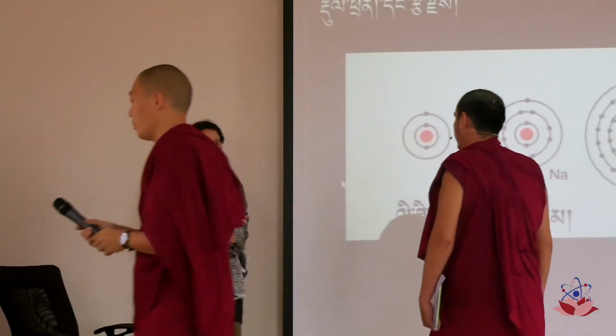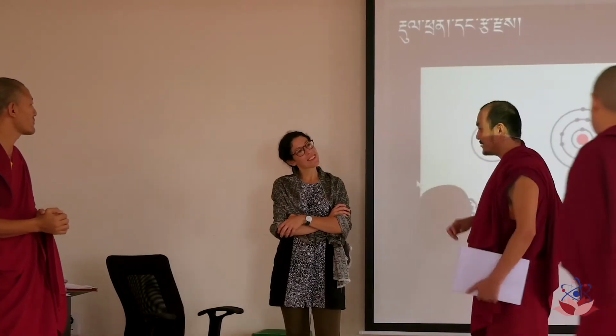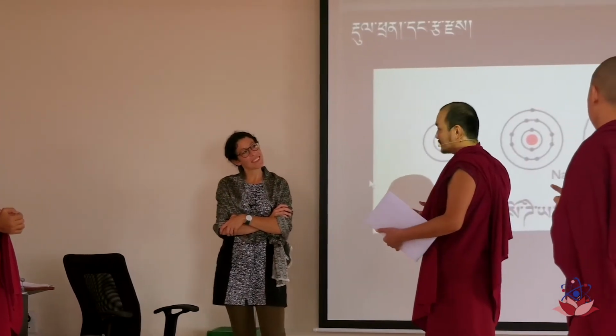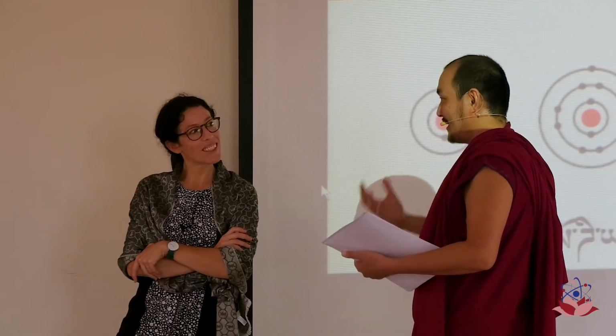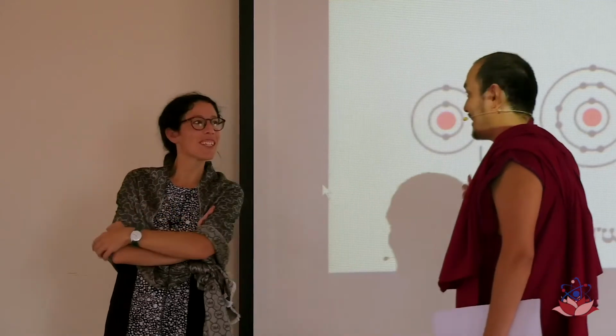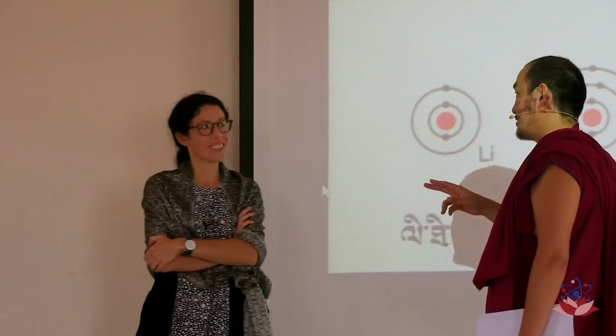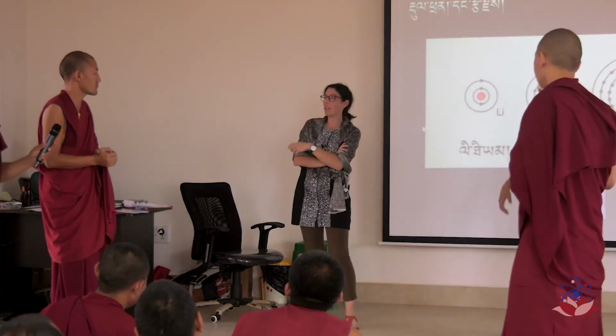So he thinks that if you remove one electron, then at the same time the number of protons also will change. It will become 2 protons. So that's why the element will change. What do you think? He thinks that the number of protons and electrons has to be the same. Okay. And what do you think will happen?